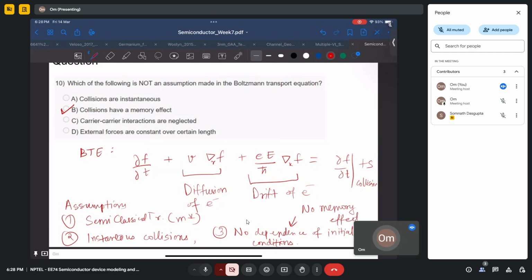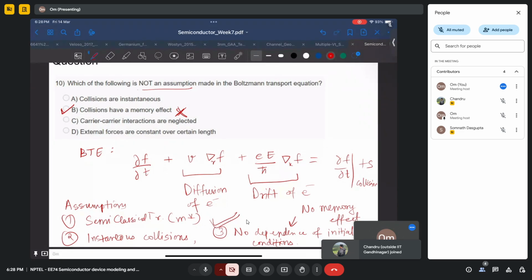So basically what this assumption means is that at any instant there's no dependence of the particle on its previous state. How the particle was behaving previously does not affect the current state of the particle. That is why no memory is considered. We don't know how the particle was behaving earlier, and it does not affect its present state. So the statement that collisions have a memory effect is an incorrect assumption. This is not an assumption. Collisions do not have a memory effect; that is what we assume here. Is this okay?